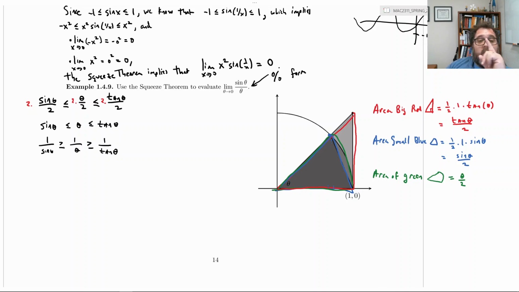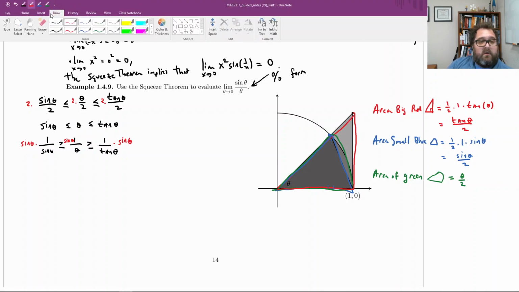Now in the middle I'll have sine theta over theta. And why can I do that? Well, if we're only letting theta be in the first quadrant, what do we know about sine? Sine has to be non-negative. So if I multiply everything by sine theta, I don't have to worry about reversing the inequality signs because sine is non-negative in the first and second quadrants.